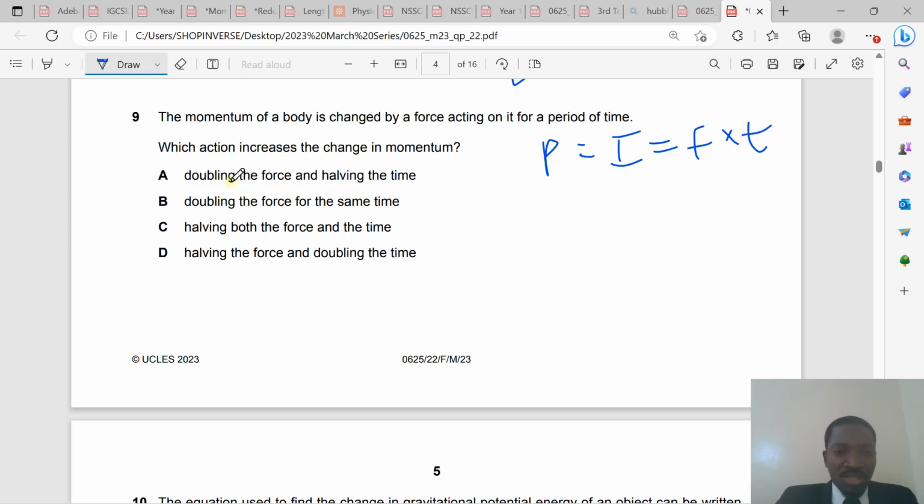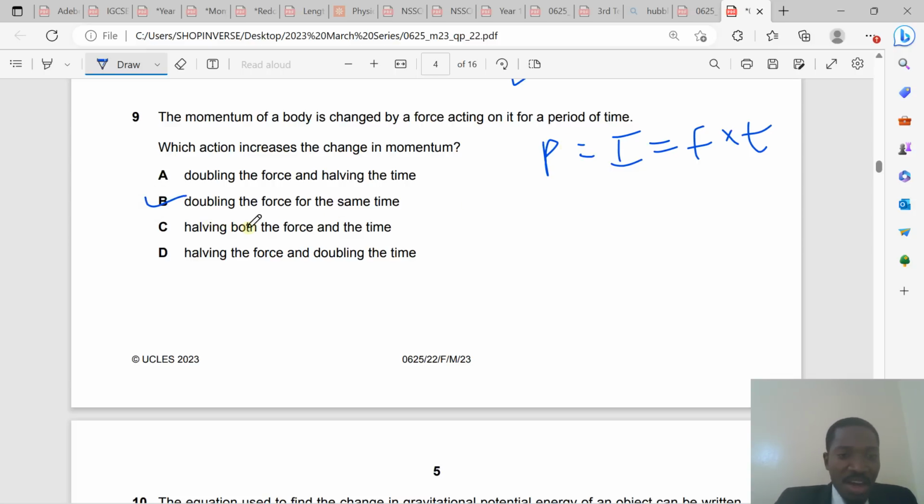So the first option says doubling the force and halving the time. If you multiply this by 2 and then you multiply this by half, then you have not done anything different. You have just done the same thing. 2 times half is 1, so you've not done anything different. Option B, doubling the force for the same time. If you multiply the force by 2, then truly you have increased the momentum. That means option B, that's where we increase the momentum.